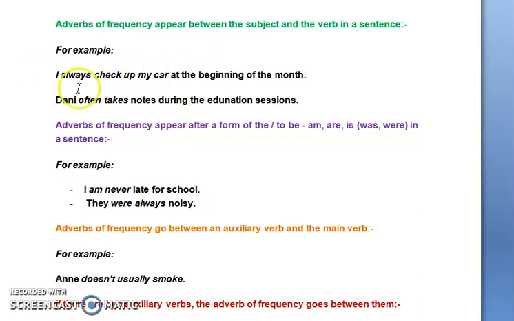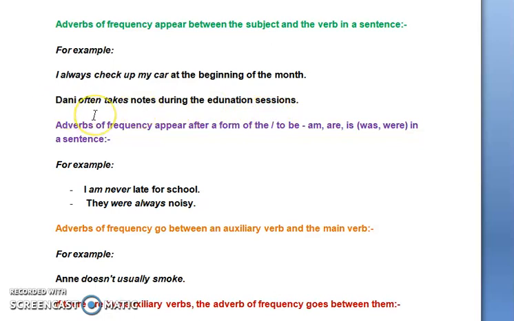For example, I always check up my car at the beginning of the month. أنا دائما بشيك على سيارتي بكل بداية شهر. شوفوا لنا موقع always. Please check its place, its position. I is the subject. Always is the adverb. Check up is my verb. Okay? Second example. Danny often takes notes during the education sessions.